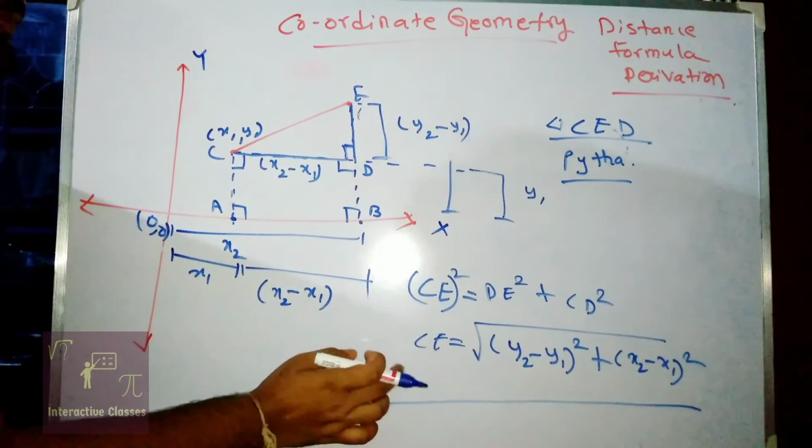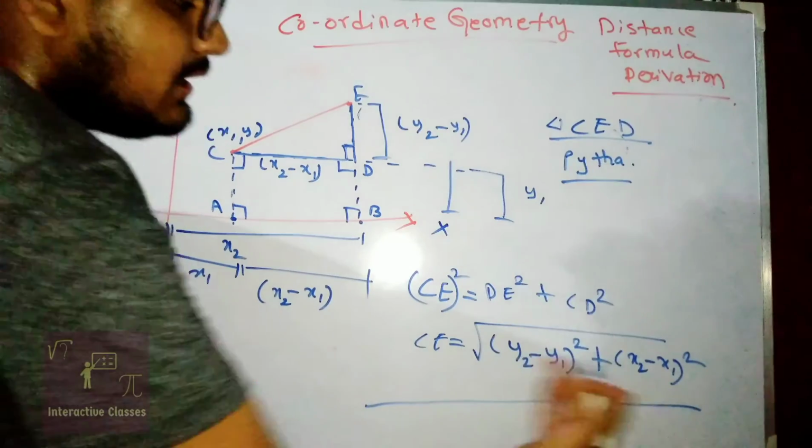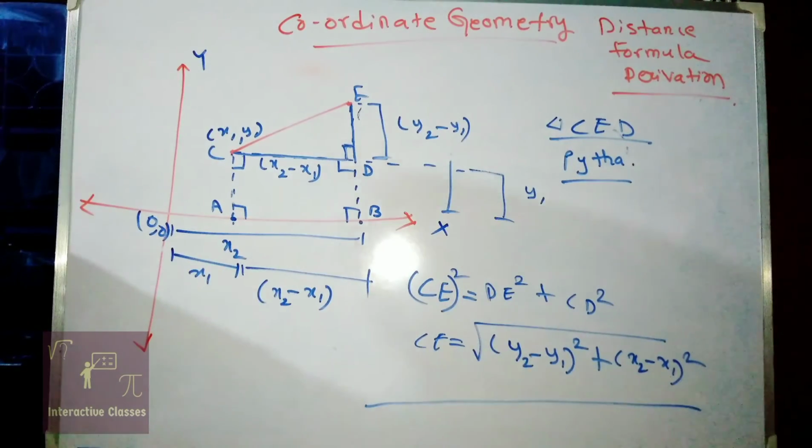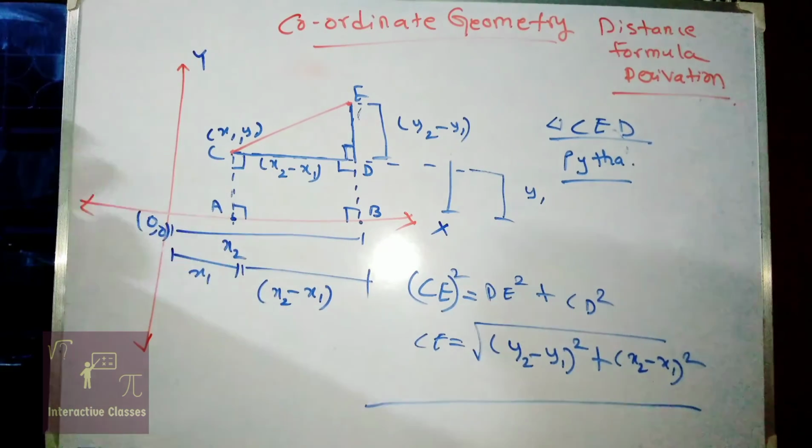Now see, the formula is derived. This is the distance formula. You can also write it in exchanged form, no problem, it's the same. So I hope the derivation is clear to you. The derivation of the distance formula, just by using simple concepts and the Pythagoras theorem.